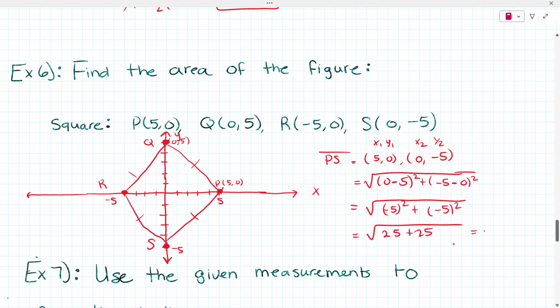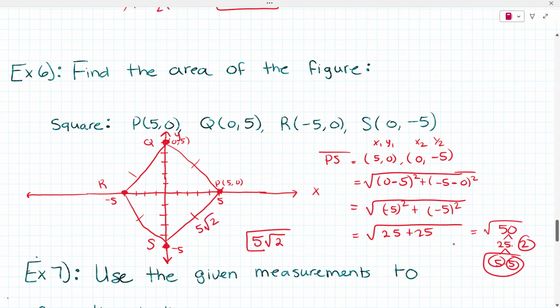So that is square root of 50, which can be reduced by what? 25. It can be simplified as 25 and 2. 2 is prime. 25 can be broken down as 5 and 5. So your final answer will be 5 radical 2. Wait, that's not our answer. That's just one of our side lengths, right?